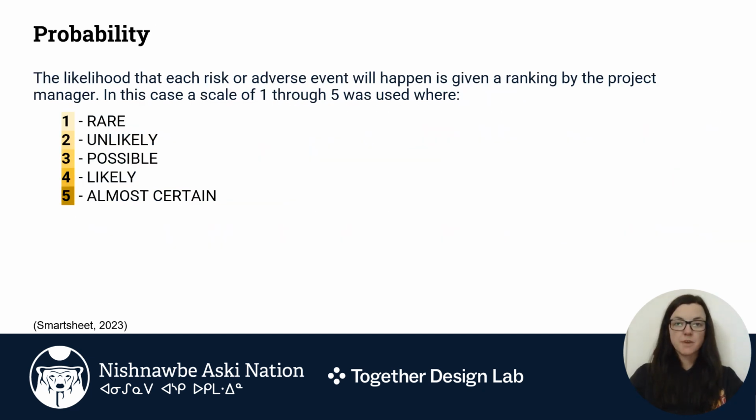This is how project managers rank probability of risk. The likelihood that each risk or adverse event will happen is given a ranking by the project manager. In this case, a scale of 1 through 5 was used, where 1 was rare, 2 unlikely, 3 possible, 4 likely, and 5 almost certain. This does not have to be completed by the project manager alone. This could be done with the wider project team, and collaboration could increase the quality of the risk assessment.